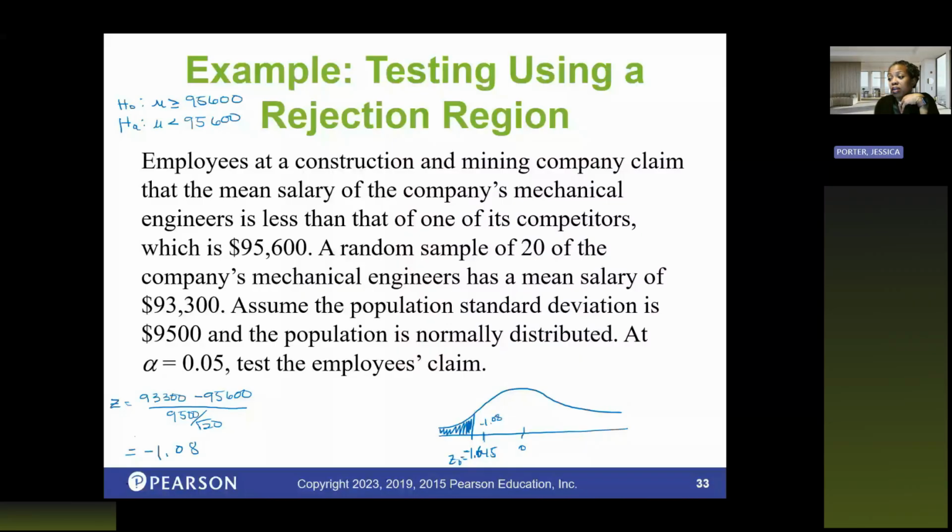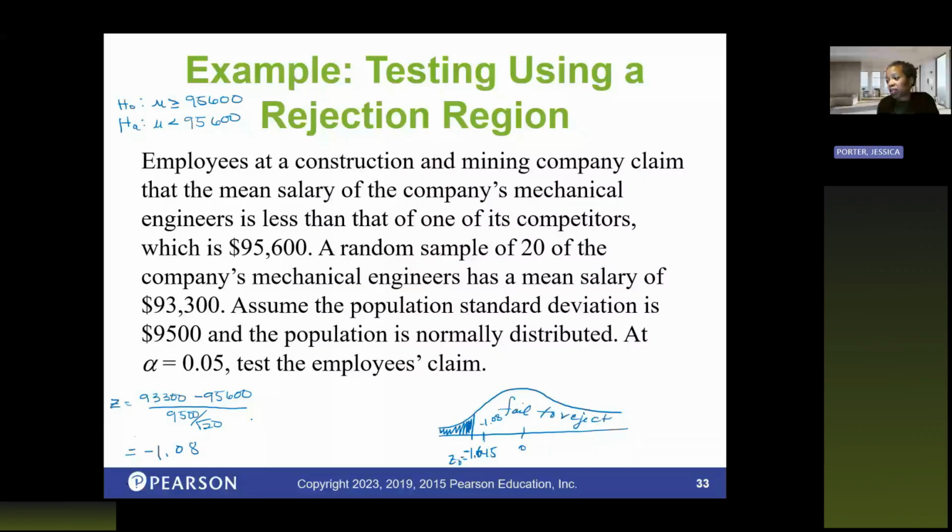So that means, am I going to reject or fail to reject? Where does that test statistic fall? Is it in the rejection region or the fail to reject? Hint, I shaded the rejection region. Yep. We're going to fail to reject. Fail to reject. So this is the fail to reject region. That's where it fell.